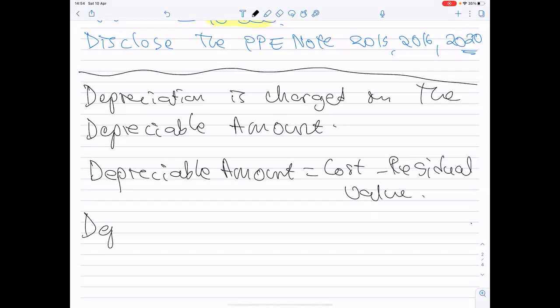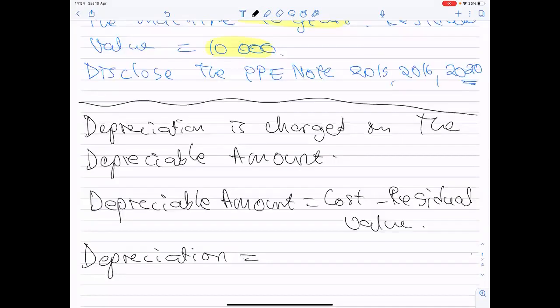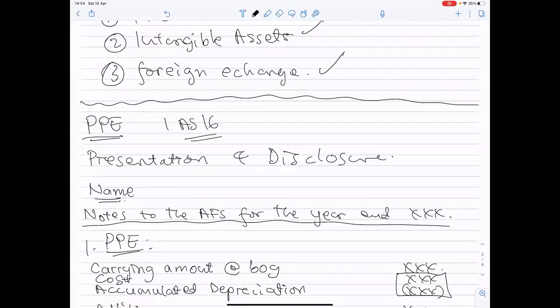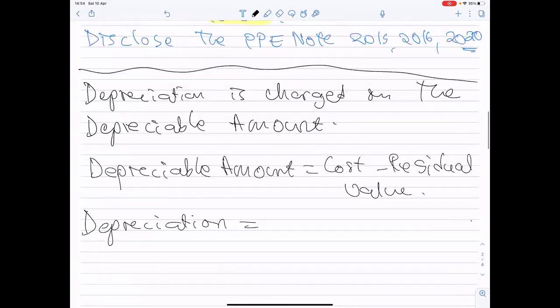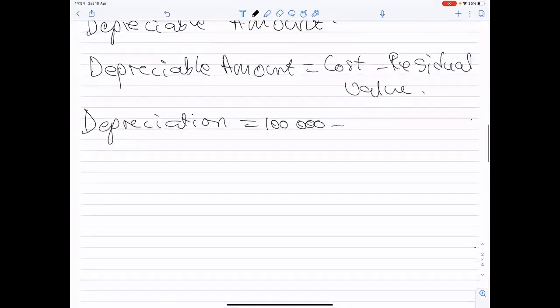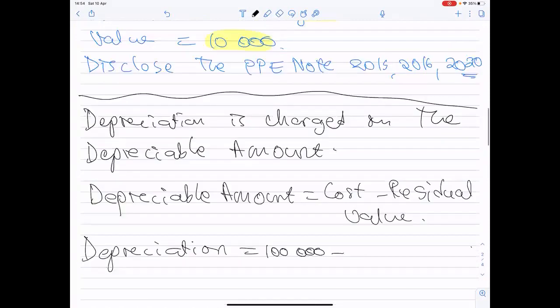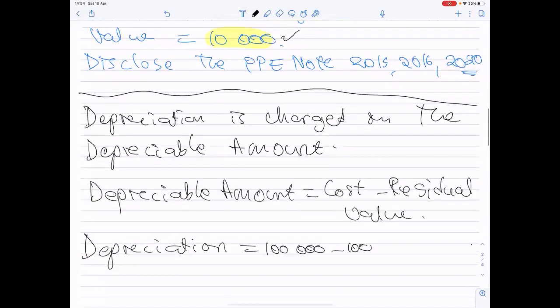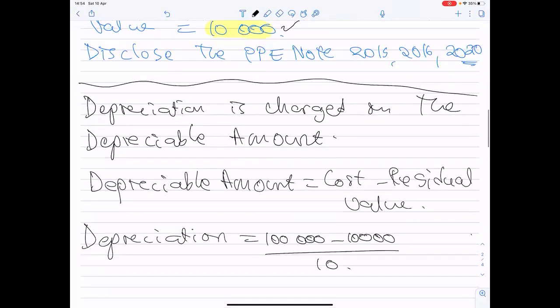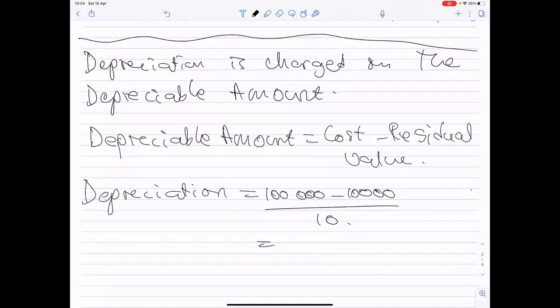So basically, how much is the depreciation of this asset that we have? The cost of the asset is 100,000. We subtract our residual value. They said our residual value is 10,000. So we say 100,000 minus 10,000 divided by 10 years. Are we together? So our depreciation in the year 2015 is going to be 100,000 minus 10,000 divided by 10. You get depreciation of 9,000. Are we together?